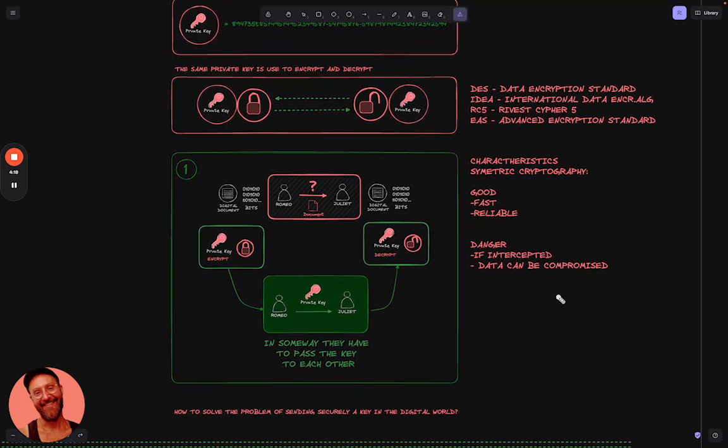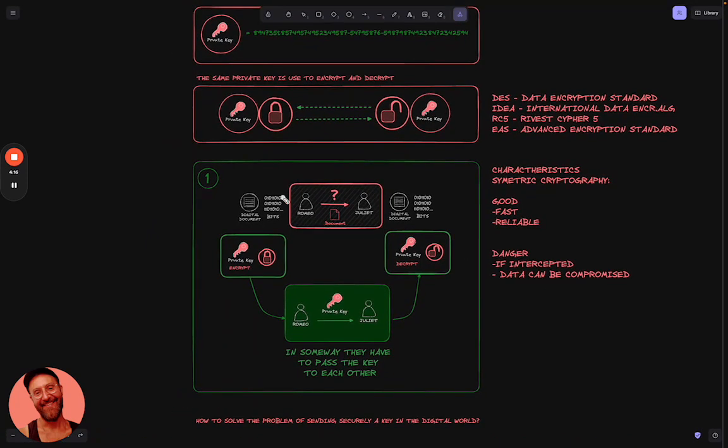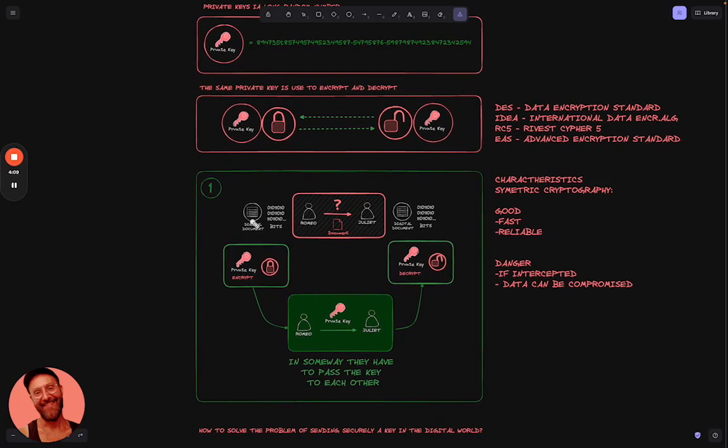Coming back to the example of Romeo and Juliet, Romeo wants to send a poem to Juliet, and he wants to use symmetric cryptography. What he will do is generate a private key, and with the private key, encrypt the message. Then he sends the message to Juliet, and Juliet uses the same private key to decrypt the message. Once the message is decrypted, Juliet will read the poem.